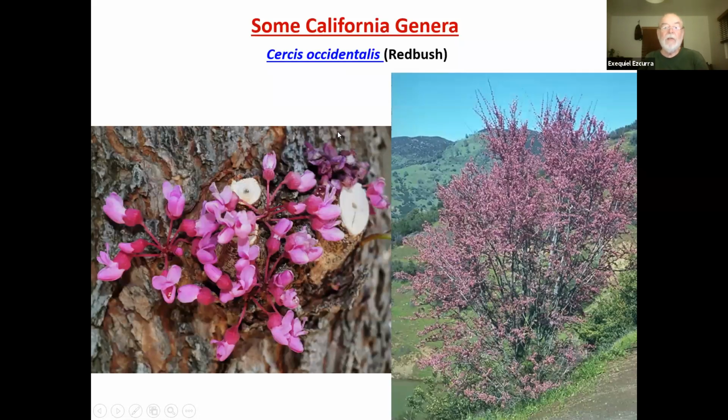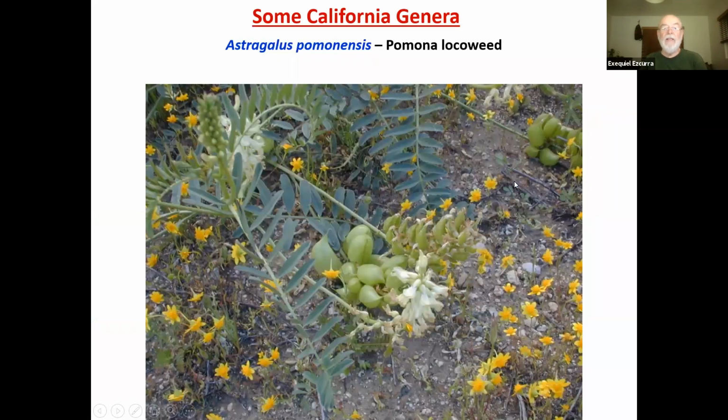And some California genera. We already saw Cercis occidentalis, the redbud, in the high Sierras. Near Riverside, and all the mountain slopes or the lower mountain slopes near California, Astragalus pomonensis, the Pomona locoweed. It's called locoweed because the pod is inflated. It's almost like a rattle, and so it's sort of a crazy pod, and hence the name locoweed.